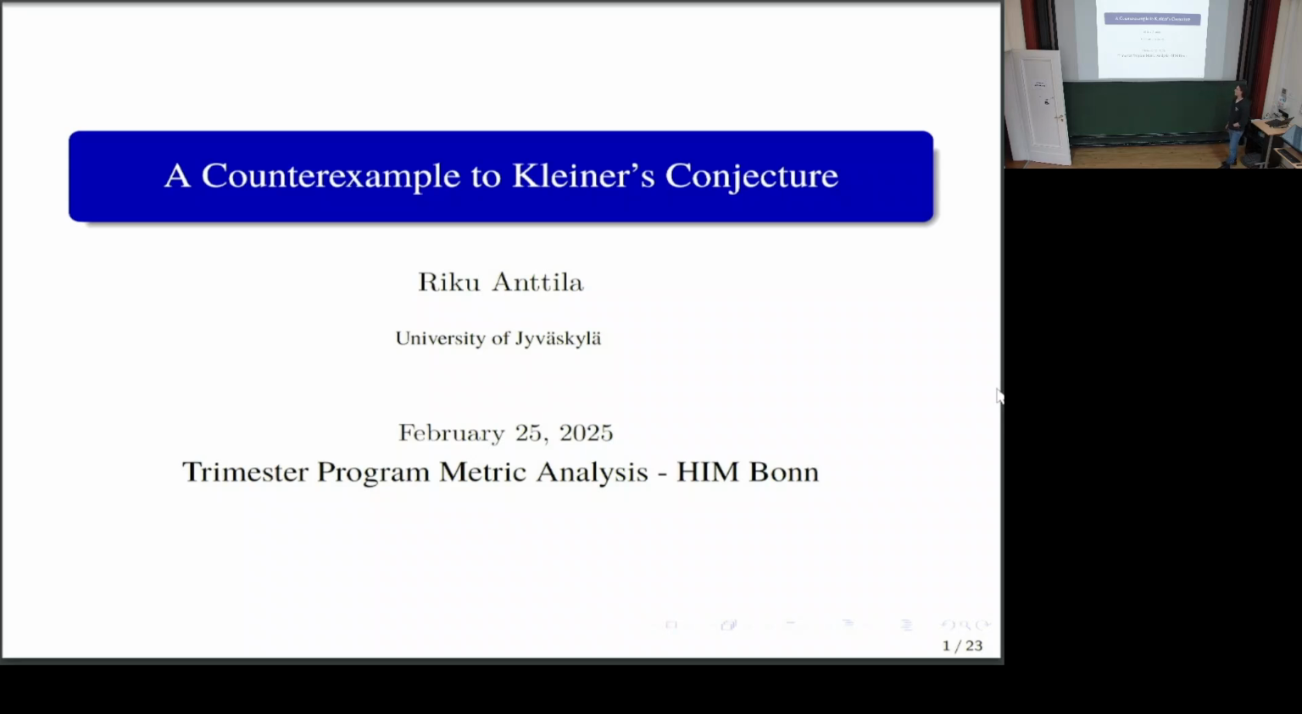Okay. In this talk, I will talk about my joint work with one of my supervisors, Sylvester Eriksson-Bique. And the topic is Kleiner's conjecture.